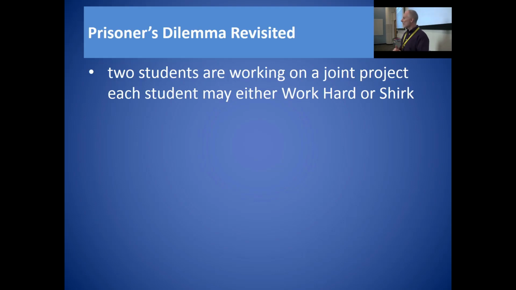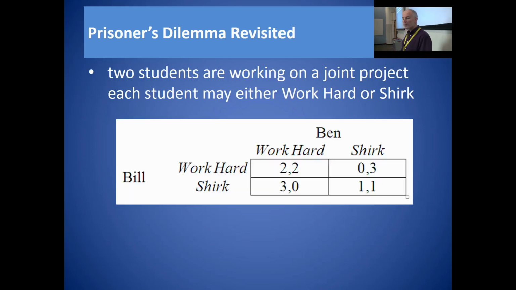The interpretation that I'm going to put on the prisoner's dilemma this time is that we have two students working on a joint project. And these students can put in one of two levels of effort. They can choose one of two available strategies. They can either work hard with their fellow student on the project, or they can shirk, not get involved at all, and not put any effort in. So this is the game that we've got. Two students: do they either work hard or shirk?